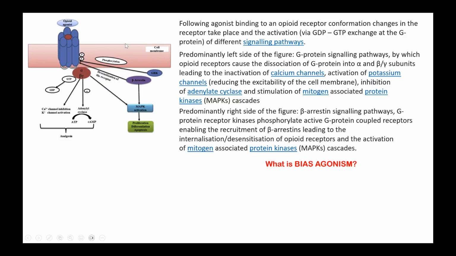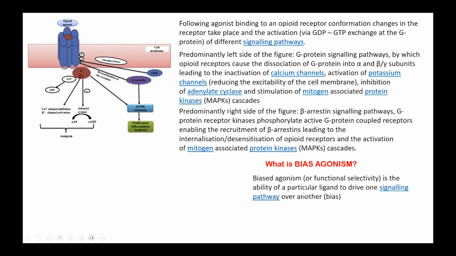Because we are more interested in analgesia, most of the books will stop the description as I showed in the earlier picture up to this. But this right-hand side is also equally important, and that is where the term biased agonism has been introduced. In biased agonism, which is called functional selectivity, there is an ability of a particular ligand to drive one signaling pathway over the other.